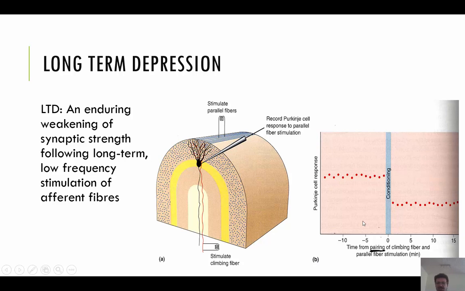And LTP also has a friend called LTD, long-term depression. And this just means that synapses not only can get stronger, but they can also get weaker. And that makes sense, just like in habituation and sensitization. Some things you want to learn, some things you don't want to learn. And this duality gives your nervous system a lot more flexibility.